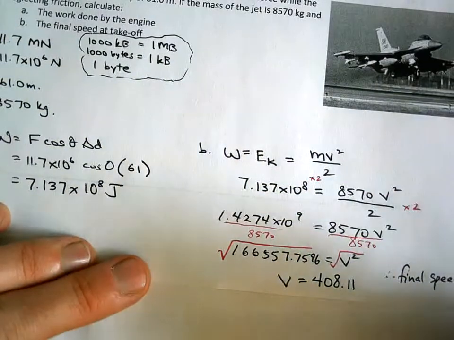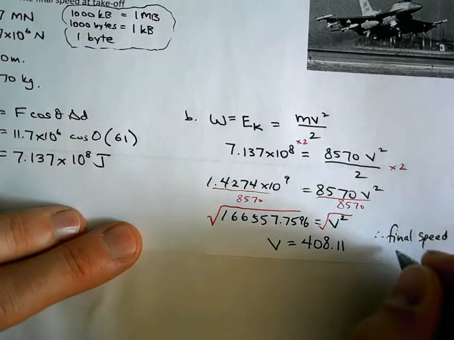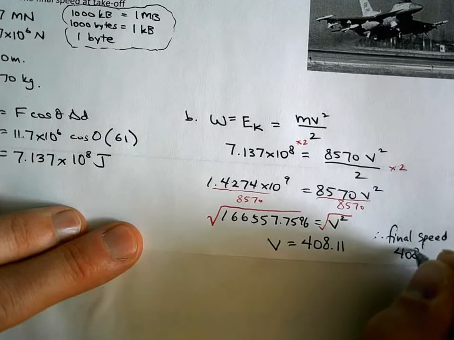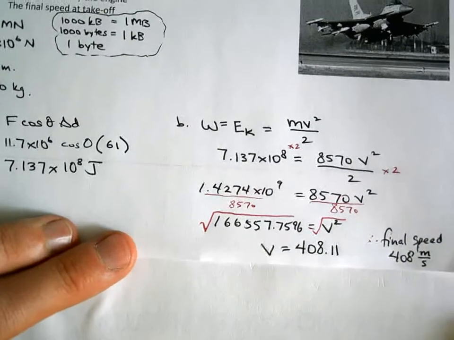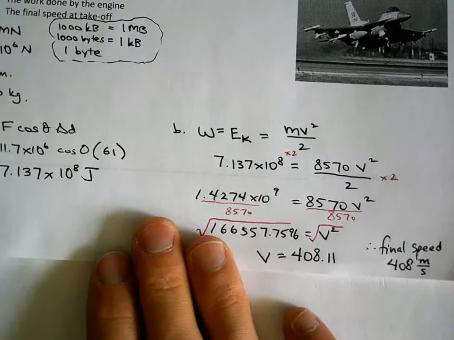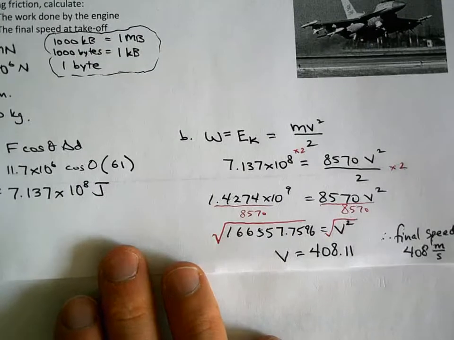We have 3 significant figures, so 408 meters per second. Think about it, that's very fast. That's how fast a plane goes when it takes off. Or sorry, an F-16 fighter jet. Okay, let's turn the page.